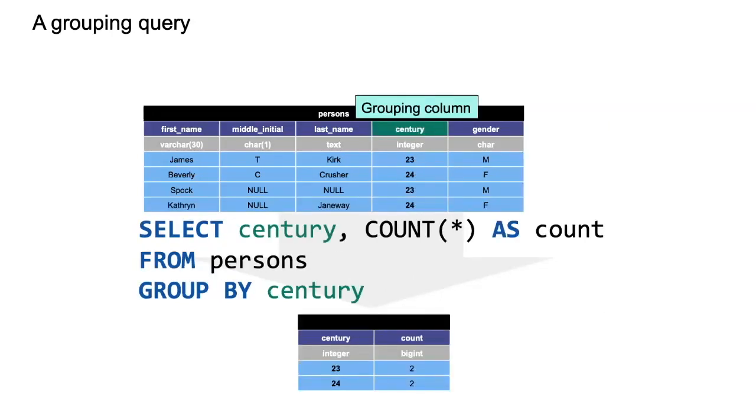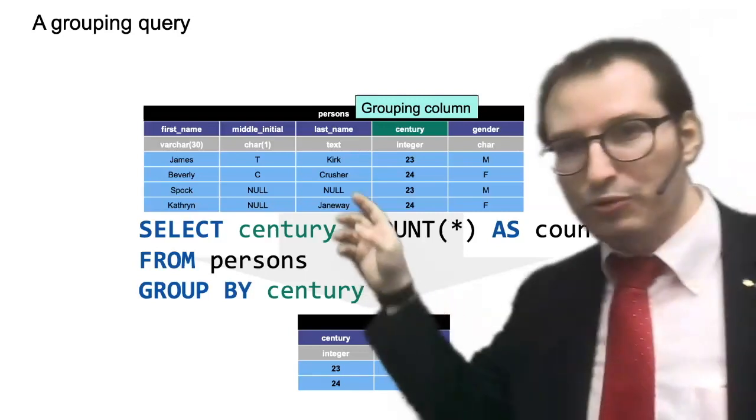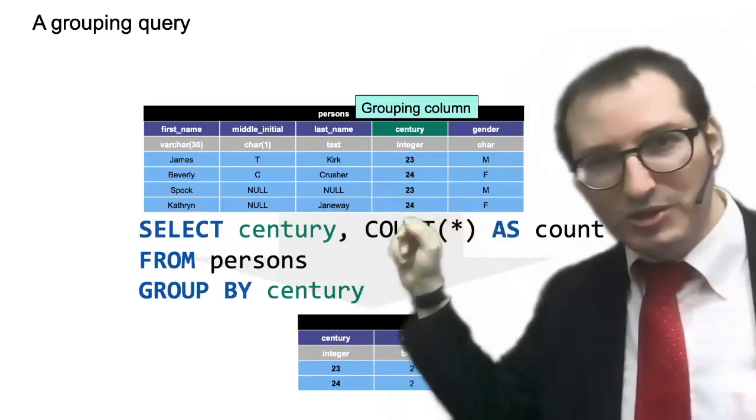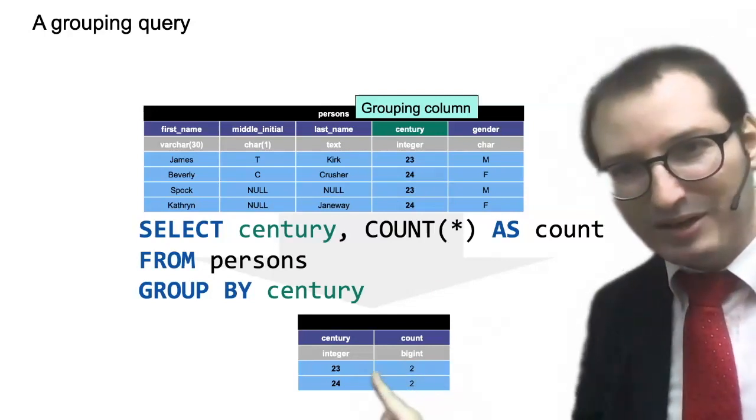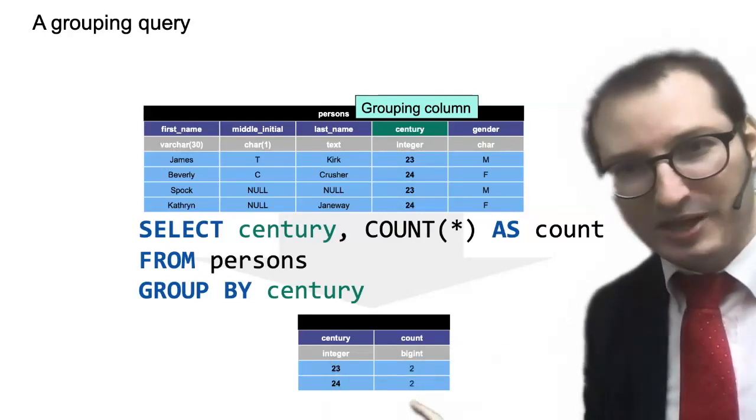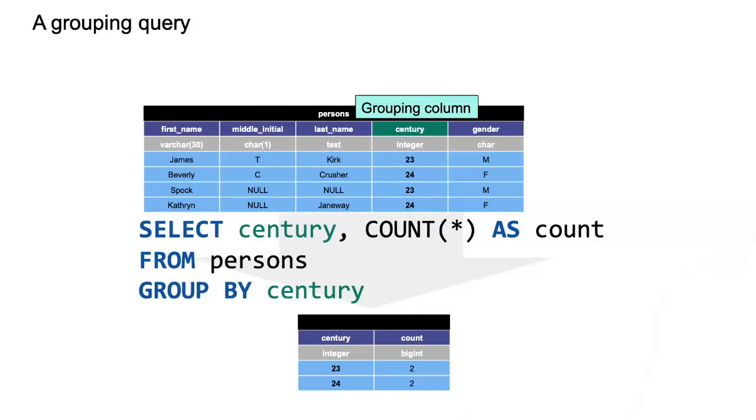Group by also exists. So here I have all of these people and I want to group them by century, right? I want to know how many people are from the 23rd century, which is the original series, and the 24th century, which is the next generation, right? So here I see 2 people from the 23rd century and 2 people from the 24th century. This is a group by.